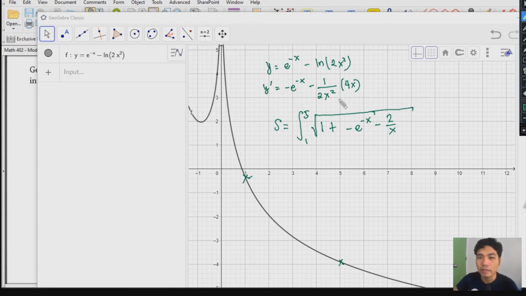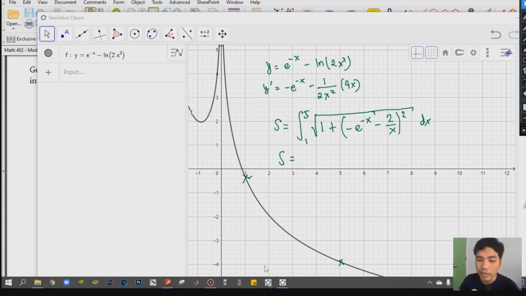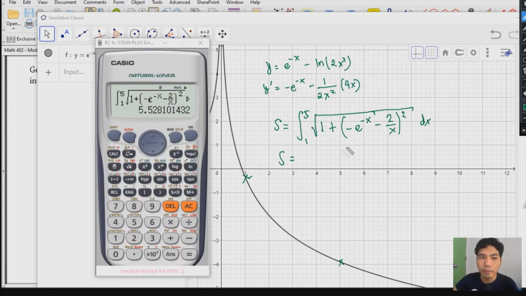This is to simplify it, because this is 2 times x over x squared, so that's 2 over x. Then you square this and add it. Therefore, this is your final expression for the arc length. Then you can just type this on your calculator so we're faster. So 5.5281.